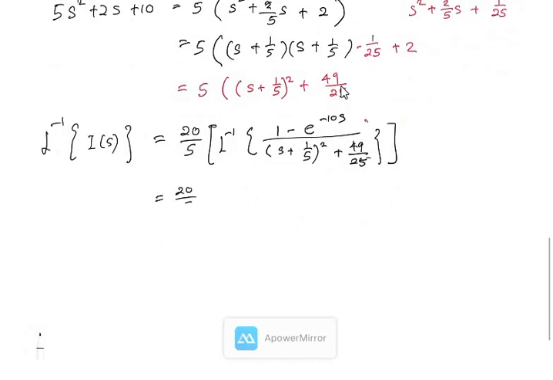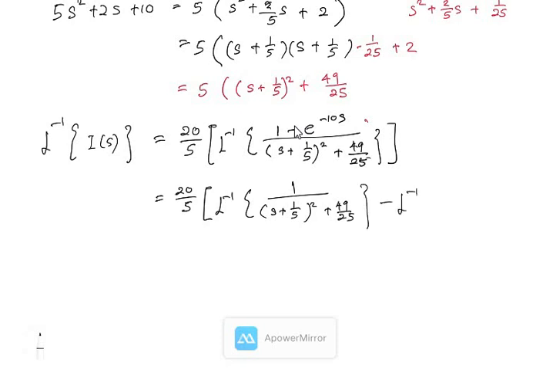So 20 over 5. This is the operation of minus, so we can split it into 2. So that is the inverse Laplace transform of 1 over (s plus 1 over 5) squared plus 49 over 25, minus the inverse Laplace transform of e^(-10s) divided by (s plus 1 over 5) squared plus 49 over 25, all multiplied by 20 over 5.